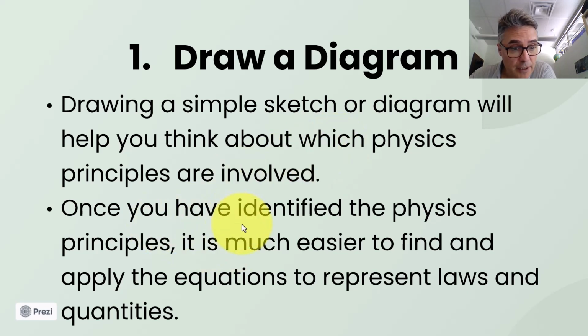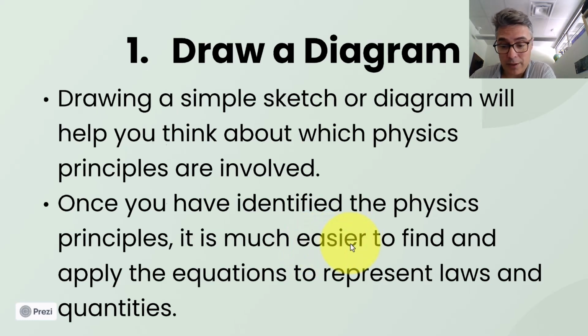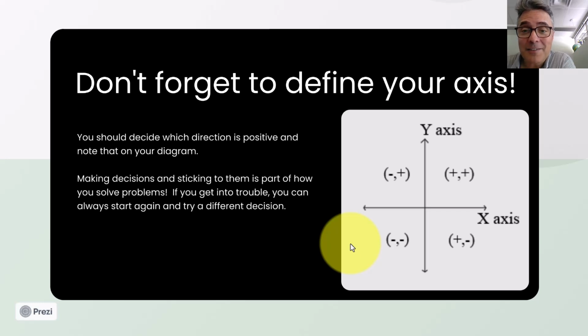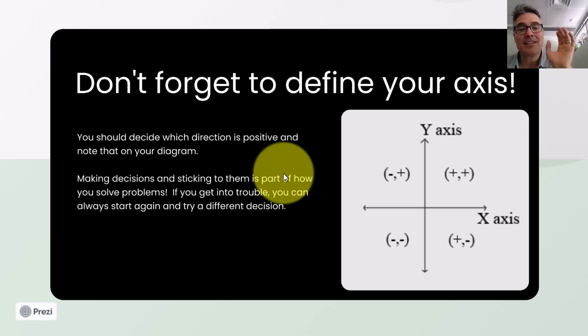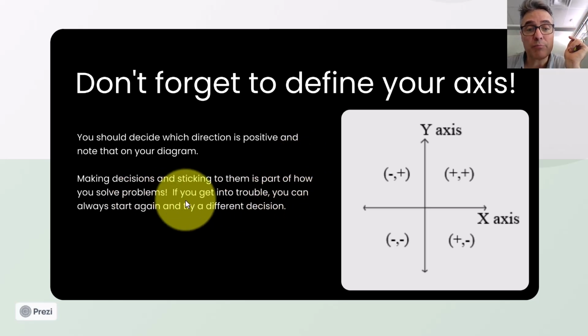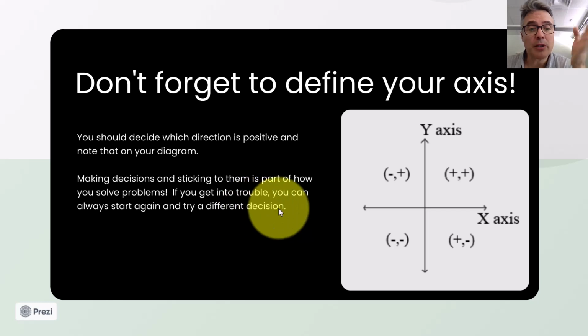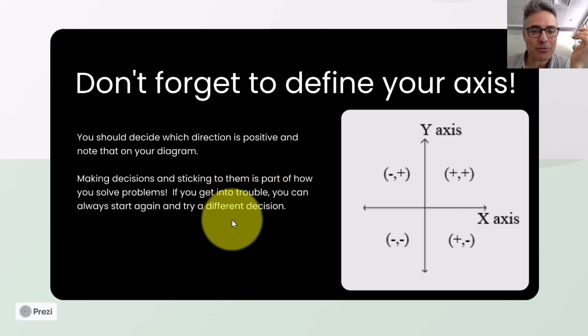Once you've identified the physics principles, it's much easier to find and apply the equations to represent the laws and quantities. Don't forget to define your axis, or axes if it's two-dimensional. You should decide which direction is positive and note that on your diagram. And making decisions like this and sticking to them is part of how you solve problems. And if you get into trouble, you can always go back and start again and try a different decision.